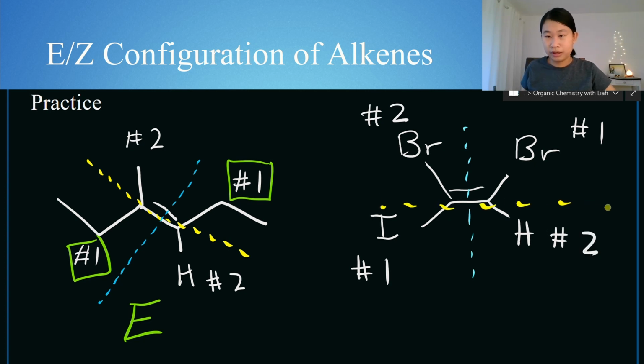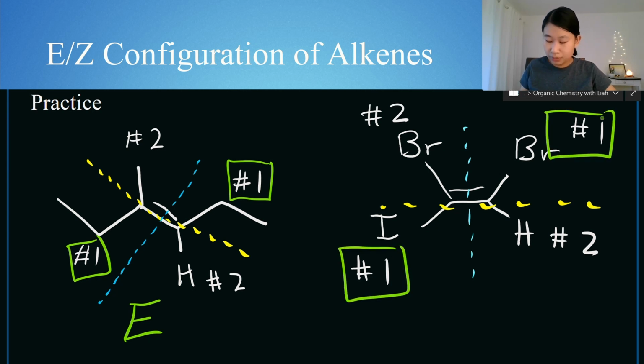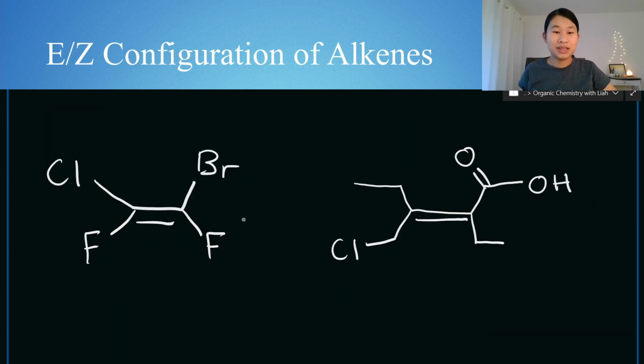Next, we'll draw the yellow line and see where the priorities number 1 lie. These are going to lie on opposite sides of the yellow line, and so this is going to be an E configuration. Pause the video to see if you can find the E and Z configuration of these alkenes.